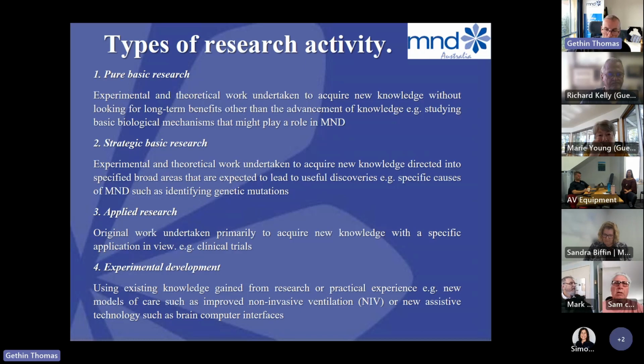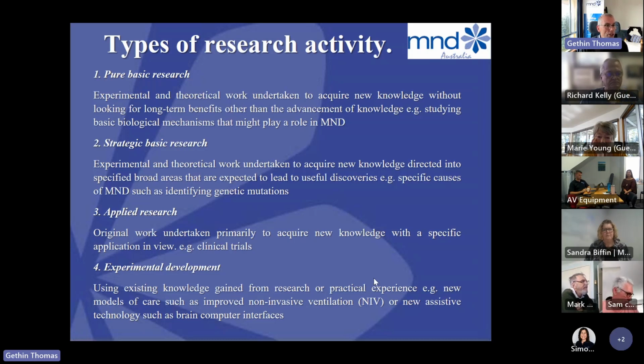That was a specific example of a clinical trial, but there's a number of different ways in which you can undertake research, especially when we're talking about biomedical research, which is obviously what we do in the MND area. The first one is pure basic research. This is just to acquire new knowledge without perhaps looking for longer term benefits, apart from the advancement of knowledge. People might not think this is as much benefit to MND, but it certainly is, because it's understanding basic biological mechanisms, and many of these might be disrupted in MND. It's really just finding out how your body works, how your cells work, so that we can then see how they might be disrupted.